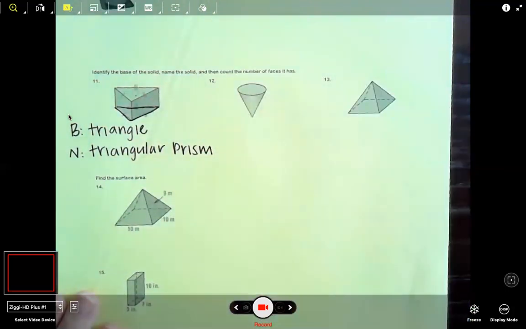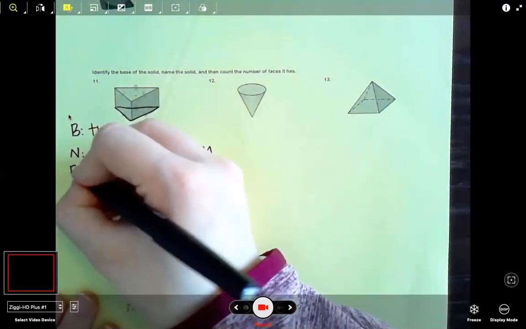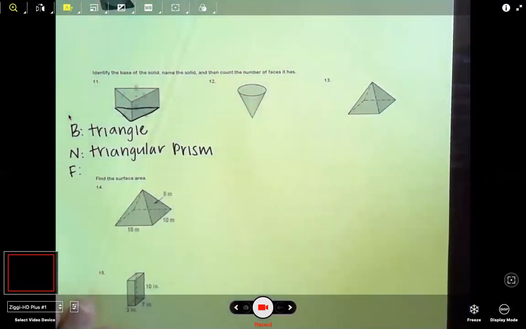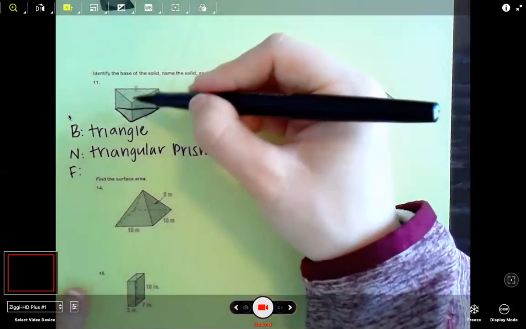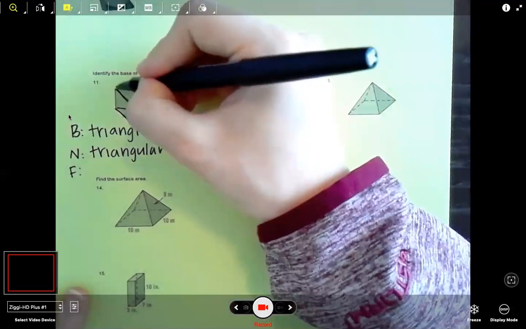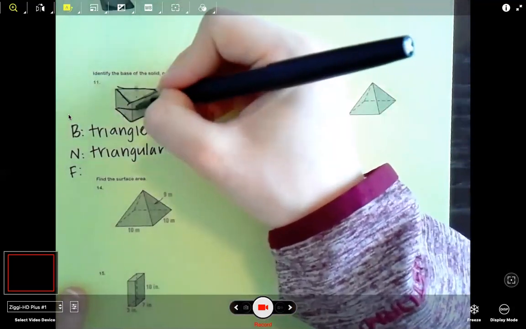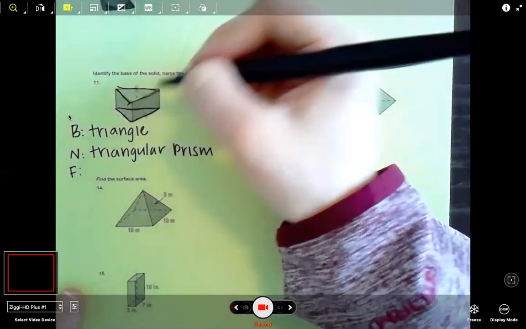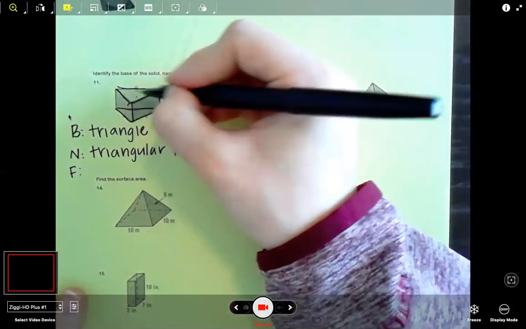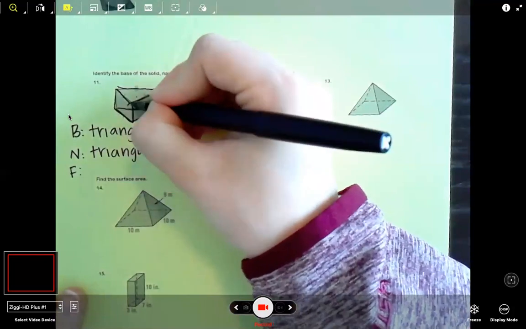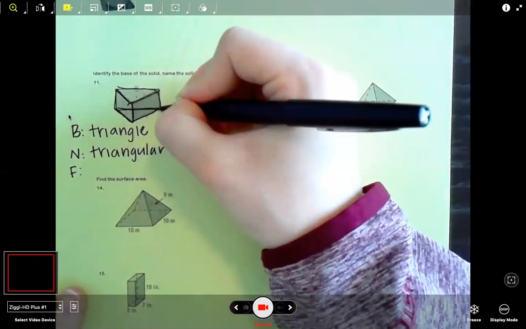I couldn't get what you guys were saying. My internet was being so bad. And now the faces is how many sides it has. So let's think, it has a top and a bottom, so that's 2. And now how many walls build up that top and bottom? So there's 3, 4, 5.